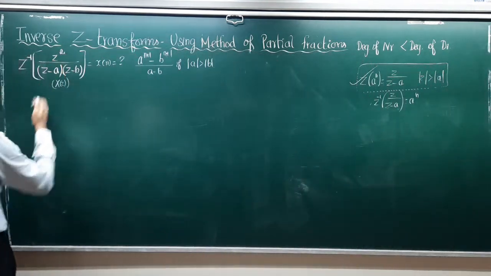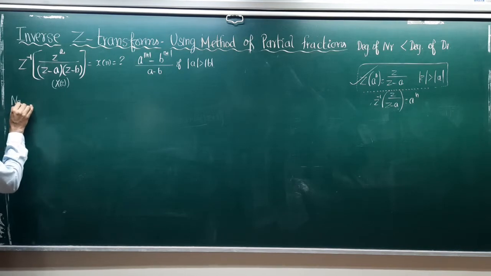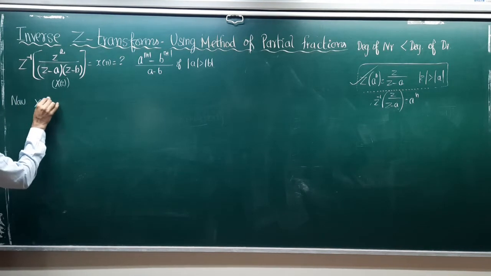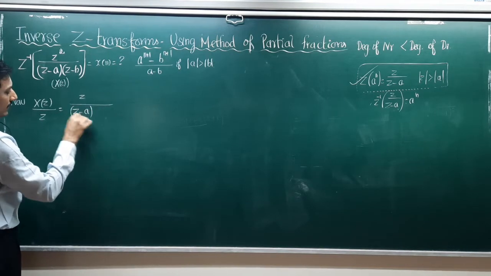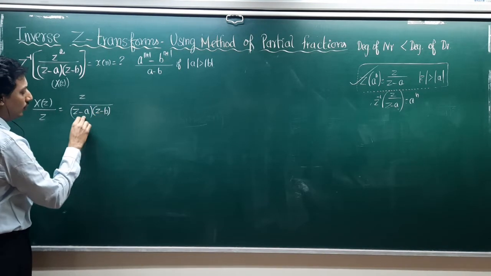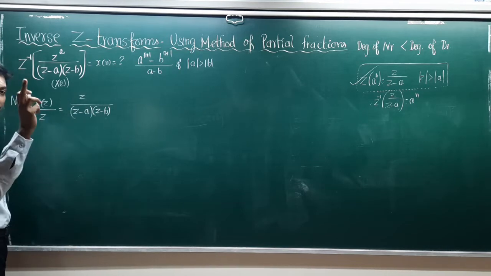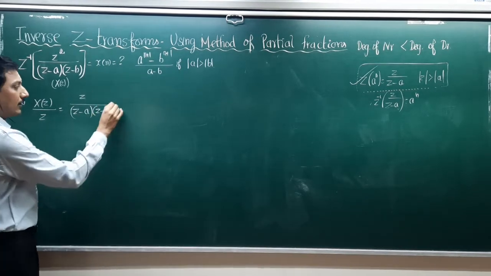So this is my X of Z. As I told you, reserve one Z on the left hand side. So X of Z by Z is equal to Z by Z minus A into Z minus B. It is already in two linear factors. The degree of the numerator is 1 and the denominator is 2, so we can apply the method of partial fraction.